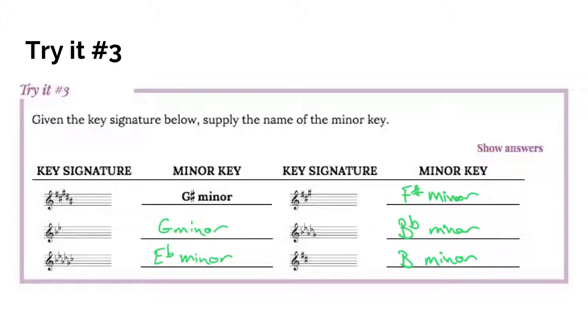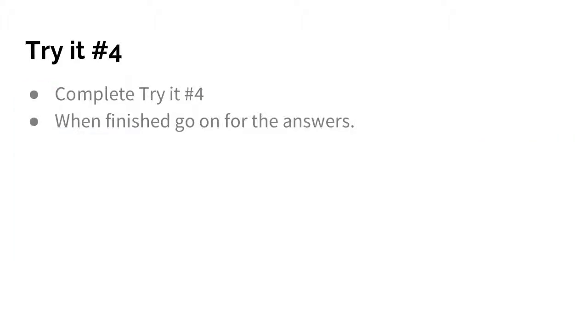And again, if you have any questions about this, you need to see me as soon as you can. All right, we're going to go on. Now complete Try It number 4. This is going to ask you for its key signatures. It's going to ask you how many sharps or flats are in its major or minor key. As you can see, it's going to be asking you for its parallel keys. So I would think about it more in parallelness than in relative.